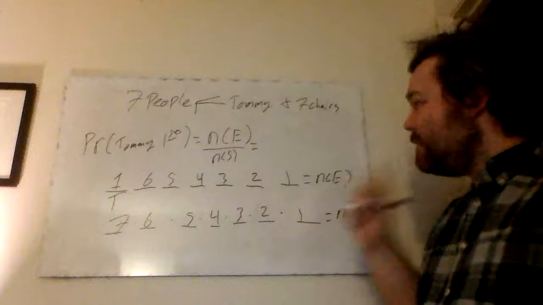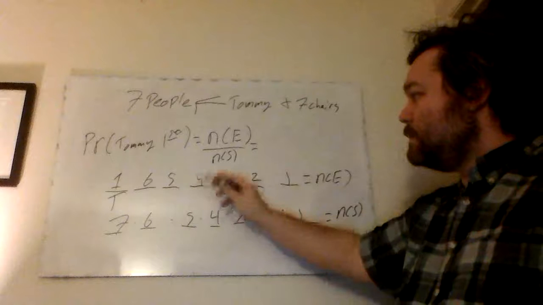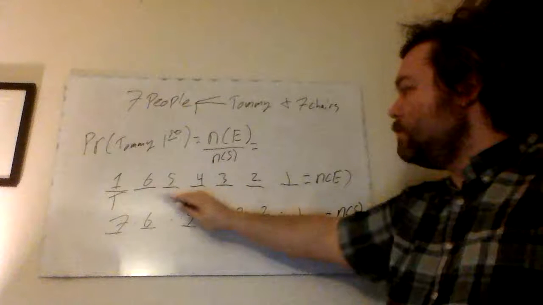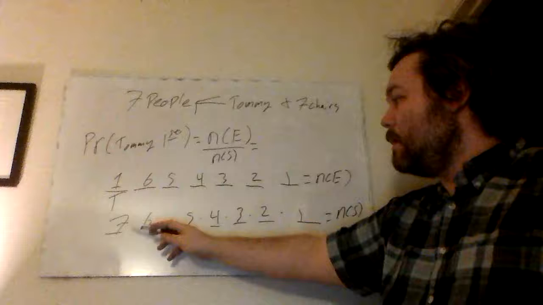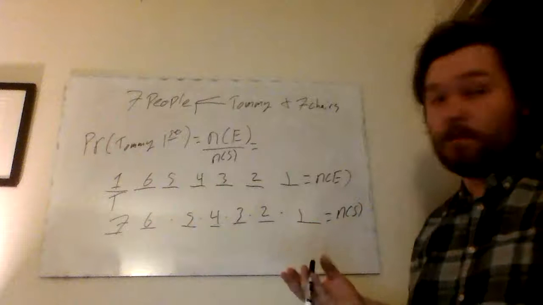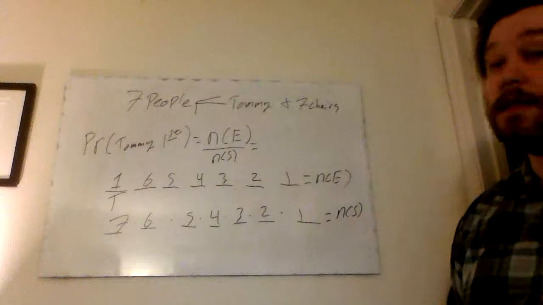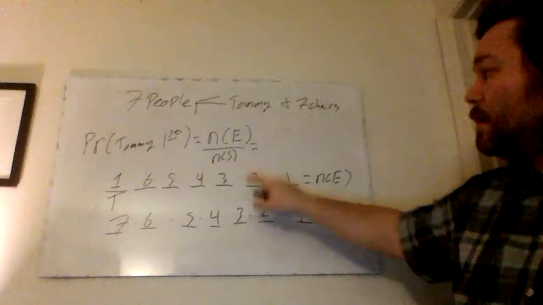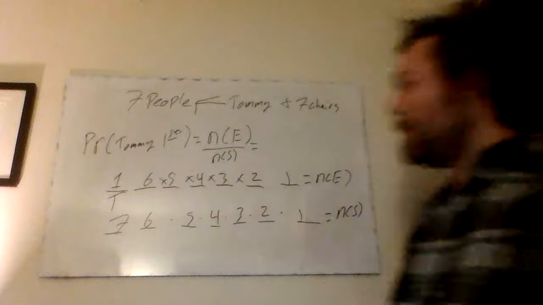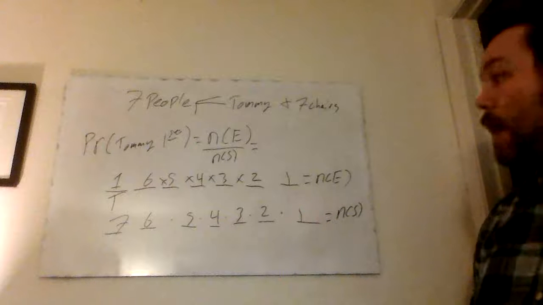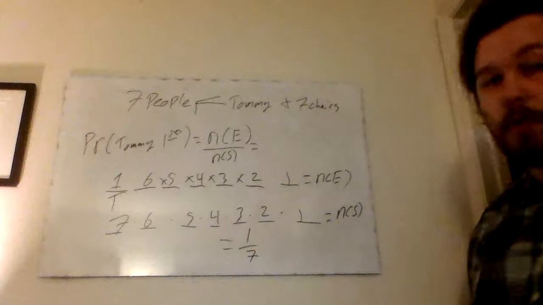And what we have here is just 6 permutation 6, and this is 7 permutation 7. So you can use permutations, and that's fine. You take the product of these numbers and divide it over these numbers, and lo and behold, you'll get 1/7. No surprise, right?